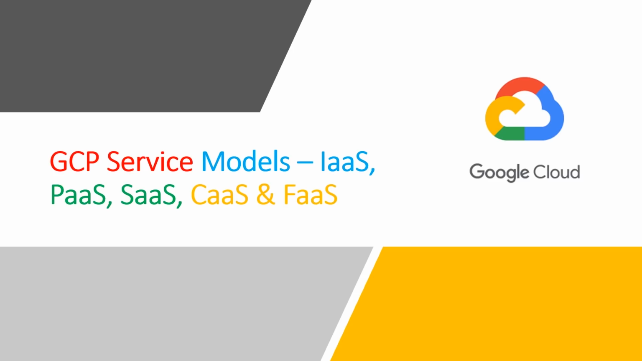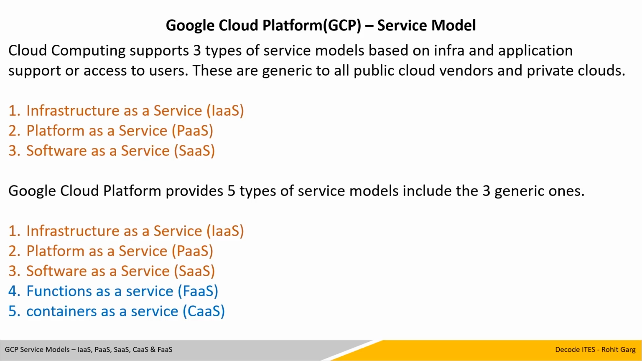Today's topics are GCP service models: IaaS, PaaS, SaaS, CaaS, and FaaS. Google Cloud Platform service models. Cloud computing supports three types of service models based on infra and application support or access to users. These are generic to public cloud vendors and private clouds.